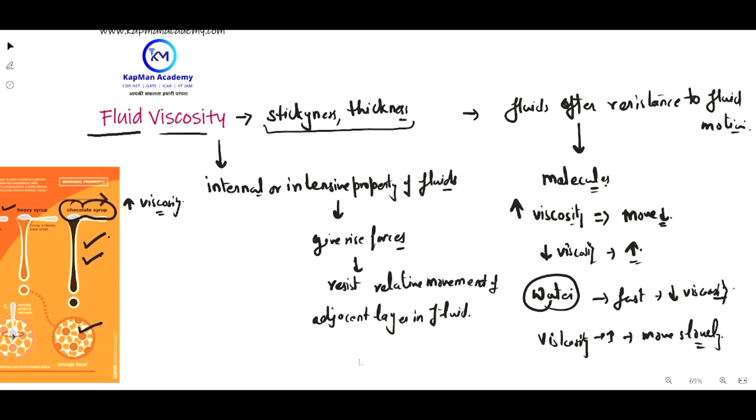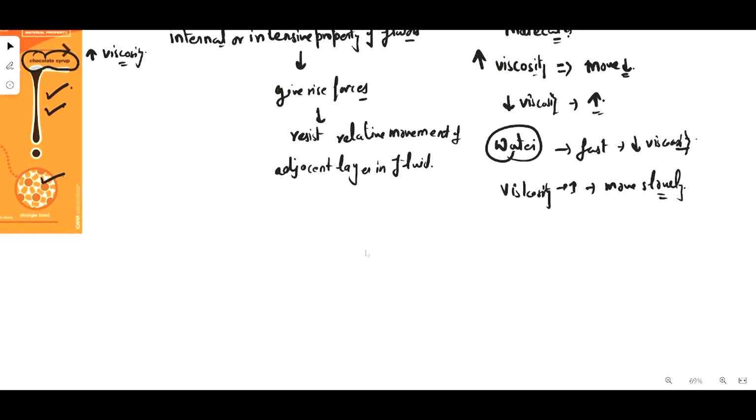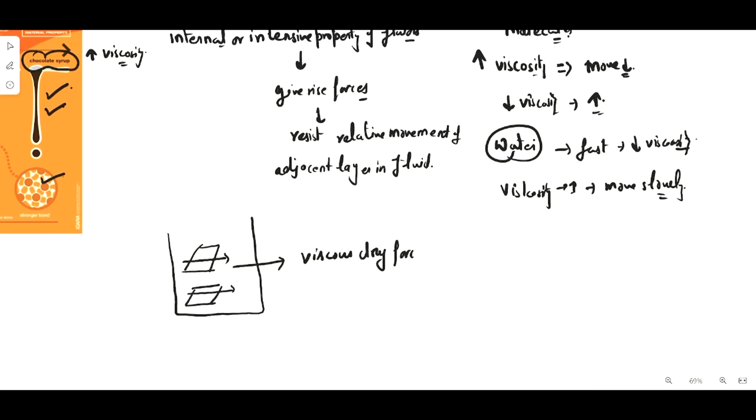Take another example. In a solution, we have two parallel plane elements, and they are moving relative to one another. To keep them moving, we have to apply a steady force which maintains a constant relative speed. That force is called your viscous drag force.